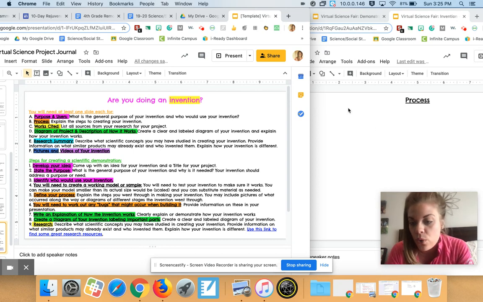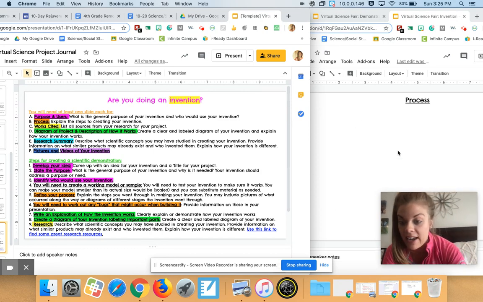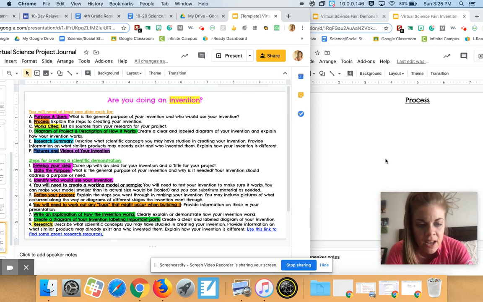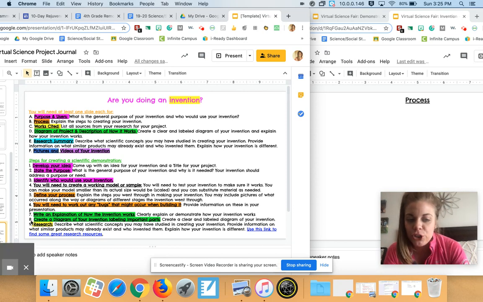Okay, so while you're building your invention, make sure you take pictures along the way, maybe what it first started like, and then you made some changes, take another picture, and that can all be in this process slide right here. I think that would really add a lot to your project. So don't forget to take pictures as you're building your invention. Okay. This is a big one too. You will need to work out any bugs that might occur when building it.